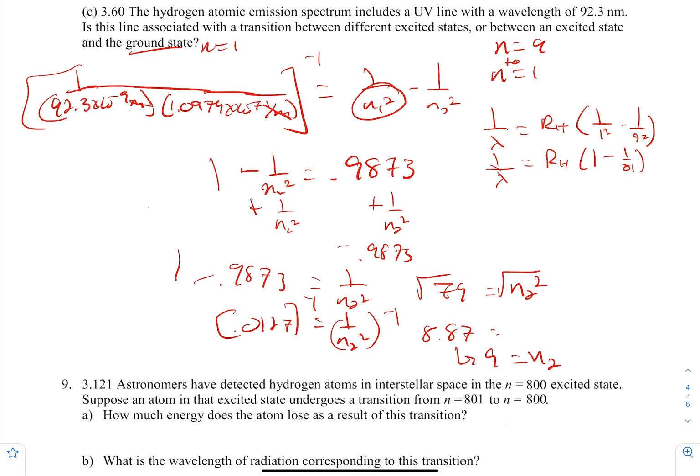So let's see, 1 over 81 times Rydberg's constant. Again, the Rydberg's constant and all other constants are going to be on your equation sheet, and they're usually in the top left corner. So, 1 minus 1 divided by 81.